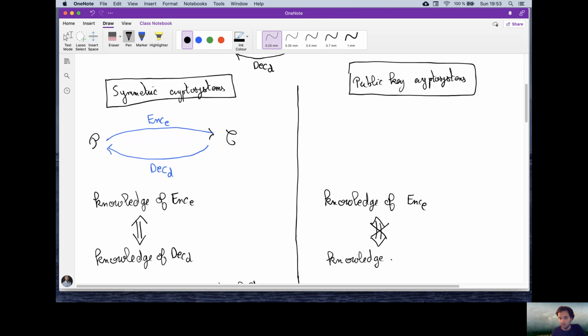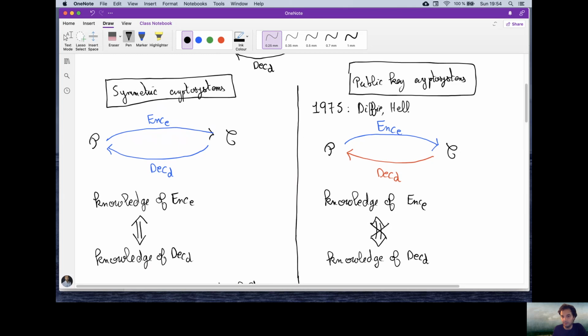So you can know how to encipher a message, and it's not because you know how to encipher a message that you automatically know how to decipher a message. If I have P and C here, it's not because you have this blue information that you will know how to compute the reverse arrow. So I have to draw this in another color, to insist on the fact that these two are different pieces of information. And this was in fact discovered in 1975 by three very important people for cryptography: Diffie, Hellman, and Merkle.